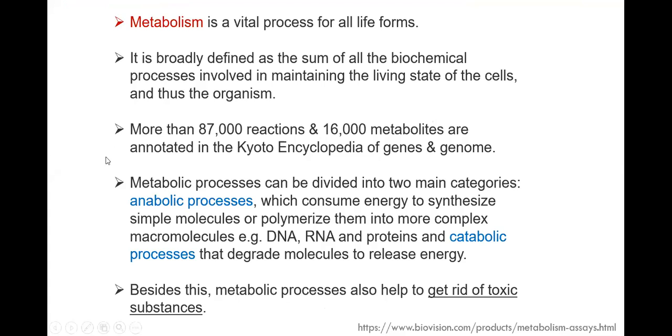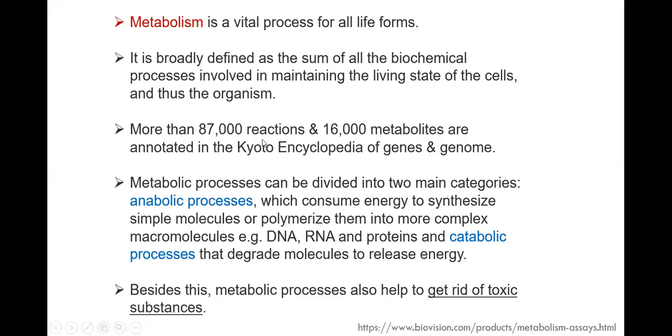So we talked about metabolites. Coming back to metabolism. Metabolism is a vital process of all living forms, all life forms. You need metabolism. It makes us alive, and it produces all the things required for our growth, development and energy. It's broadly defined as the sum of all biochemical processes maintaining living cells.